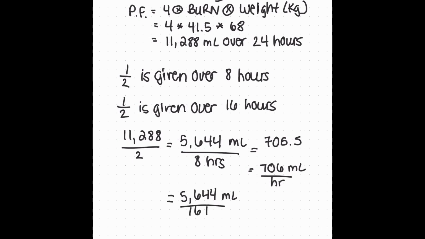And the remaining half will be delivered over 16 hours. So you will notice that this rate will be quite a bit slower. And it makes sense because we're giving the same amount of fluids, but we're giving it over double the time. So this is going to round to 353 milliliters per hour. Again, we don't use decimals in setting the pump in milliliters per hour.